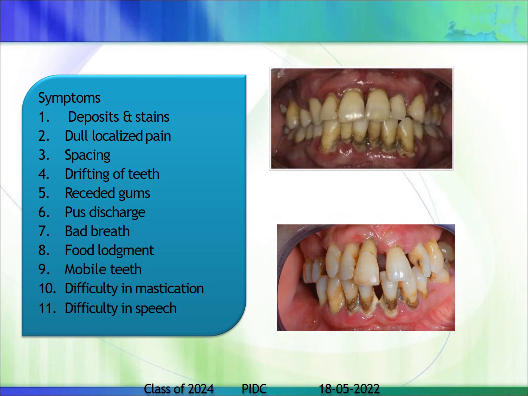So what are the symptoms of the periodontitis condition? The patient might come telling you about deposits, stains, dull localized pain, spacing, drifting of the teeth, pus discharge, bad breath, food lodgement, mobile teeth, difficulty in mastication, difficulty in speech. For any of these conditions, examine the mouth. If there is attachment loss, it means that the patient has a periodontitis condition.